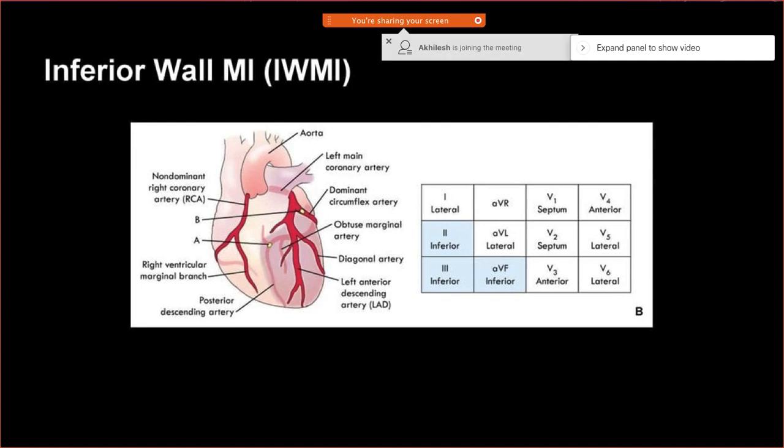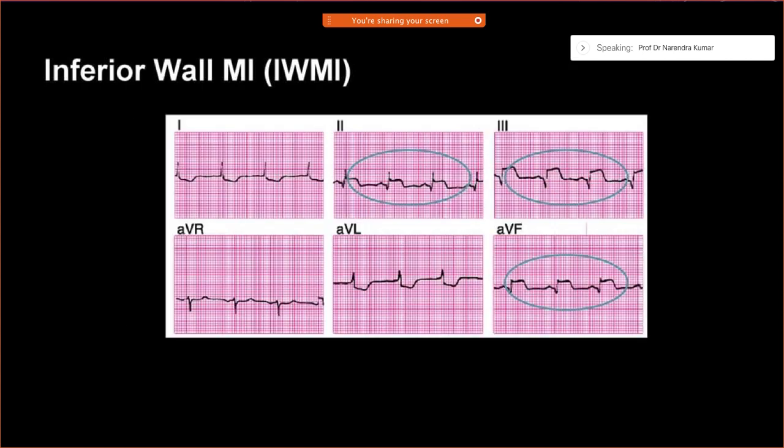Even in the inferior wall MI, as I was telling you, 2, 3, and aVF is what normally deals with it. The inferior wall, as you can see over here, is a big area. This is why there are two further types in the inferior wall: one is called the right ventricular MI and the other the posterior wall MI. Especially in the RVMI, let us see what happens in the ECG.